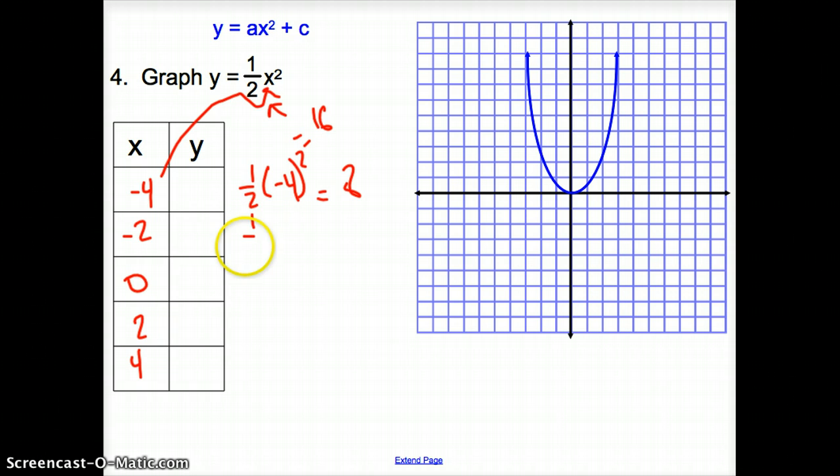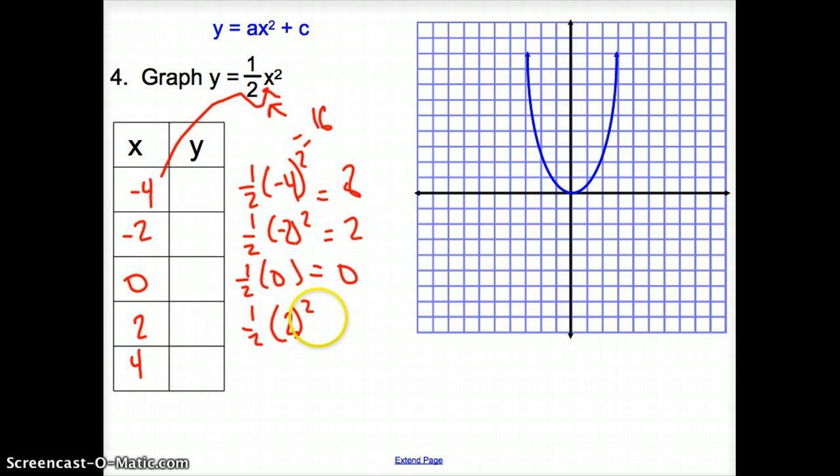Then I have 1/2 times negative 2 squared. Negative 2 squared is 4. 1/2 of 4 is 2. Then I have 1/2 times 0. 1/2 times 0 is 0. Then I have 1/2 times 2 squared. Then 2 squared is 4. 1/2 of 4 is 2.